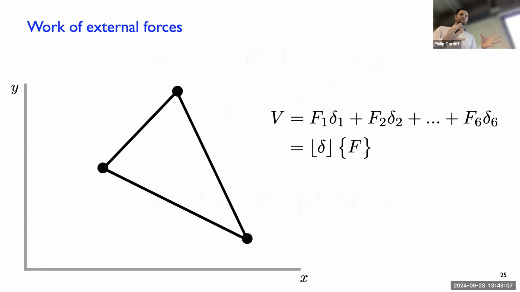So that's the internal energy, the internal potential energy. The external work, or potential energy from external forces, is just the applied force multiplied by the displacement of each node, and then we add them all up. So the vector force by the vector displacement of this node, plus the vector force by the vector displacement here, plus the vector force by the vector displacement. We can write that as the 6 displacements multiplied by the 6 force components.